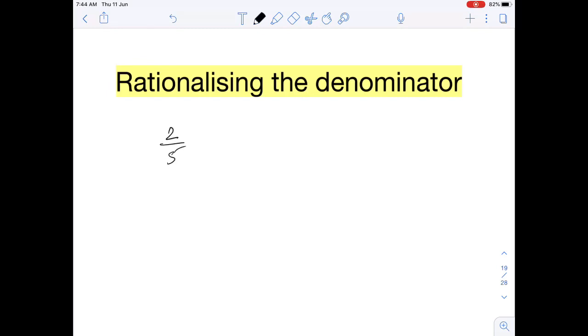2 upon 5. Now this number is in P upon Q form, so we say that this number is a rational number. Then let us consider another number, suppose 2 upon root 5. Now here the numerator is a rational number, but the denominator is not a rational number. And we have learned that the division of a rational number by an irrational number is always an irrational number. So right now this 2 upon root 5 is an irrational number.